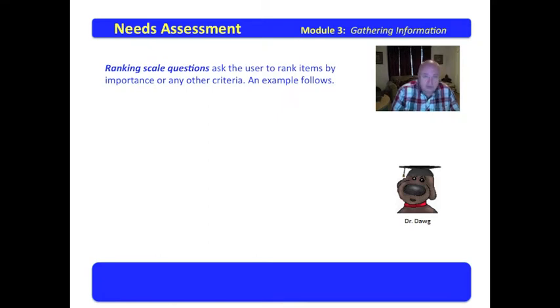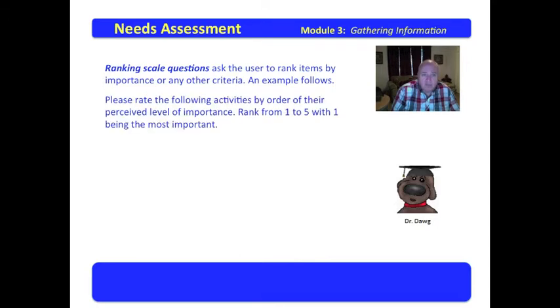Ranking scale questions ask the user to rank items by importance or any other criteria. An example follows. Please rate the following activities by order of their perceived level of importance. Rank from 1 to 5, with 1 being the most important. And here they are. Fishing, hunting, yard work, boating, and camping. It's going to be hard to come up with that. I definitely know what number 5 is, but the others are going to be a little bit difficult to get a hold of.